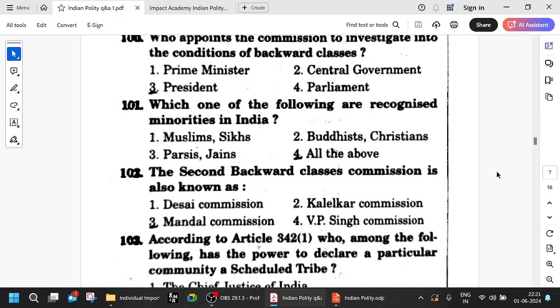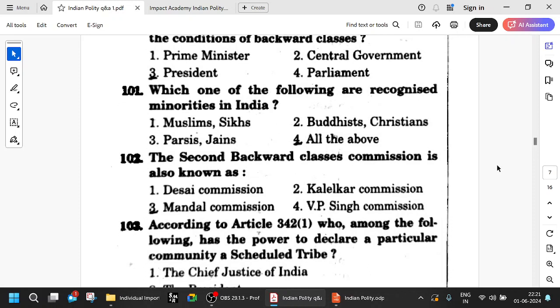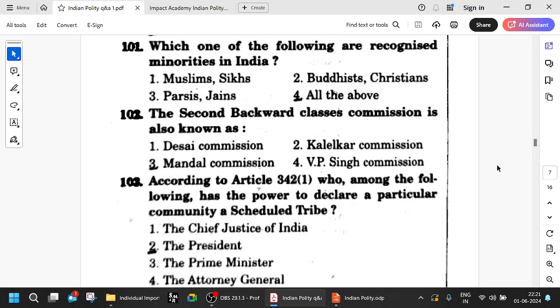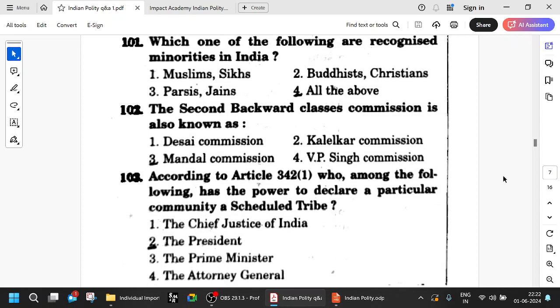So, which one of the following are recognized minorities in India? All these, Muslims, Sikhs, Buddhists, Christians, Parsis, and Jains, are identified as minorities in India. So, the second backward classes commission is also known as the Mandal Commission. The second backward classes commission is popularly known as the Mandal Commission, where we got the 27% reservation and all that. So read about it in detail. It's also important.